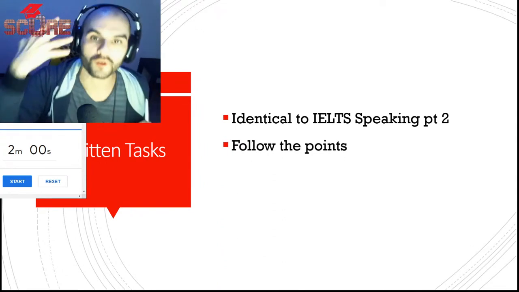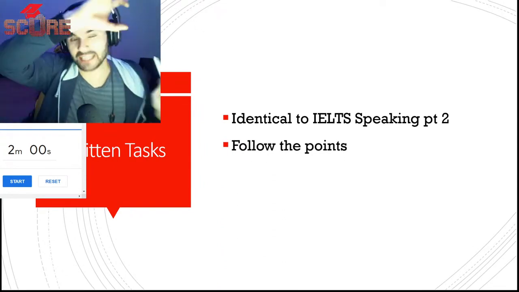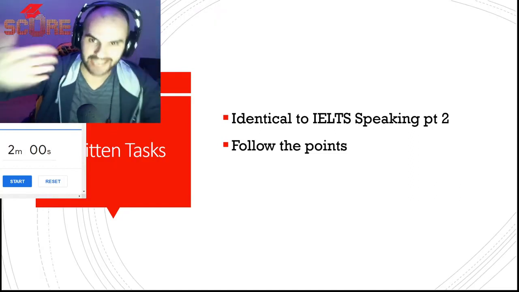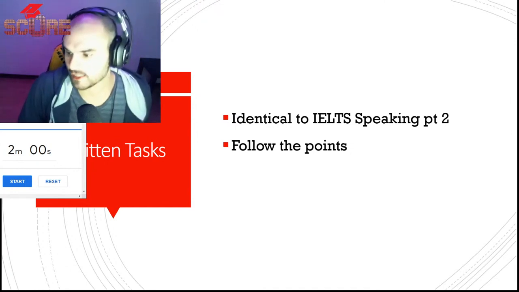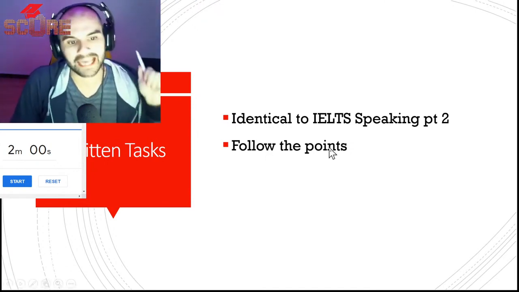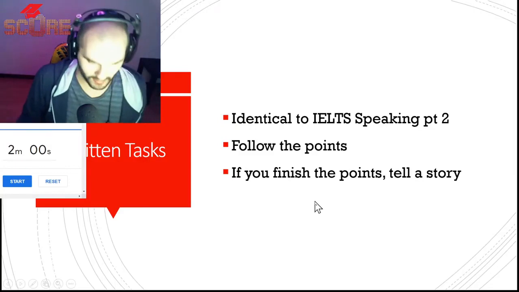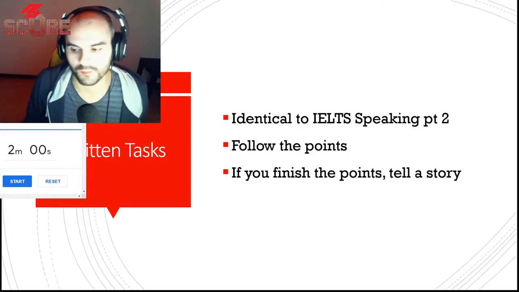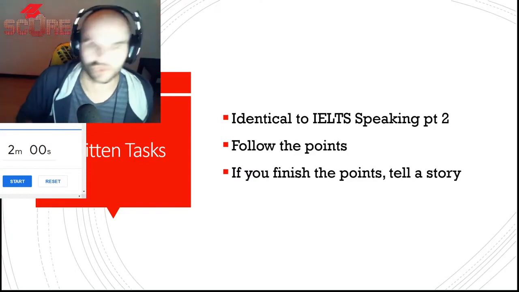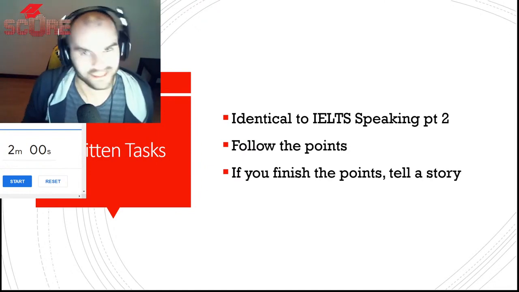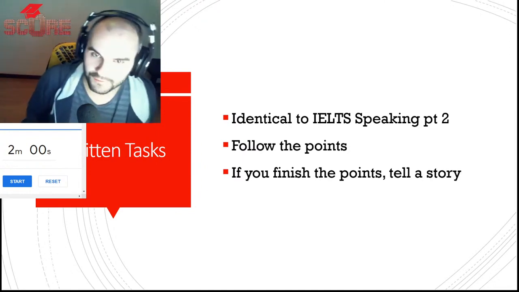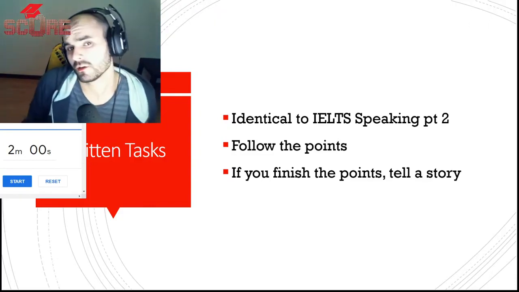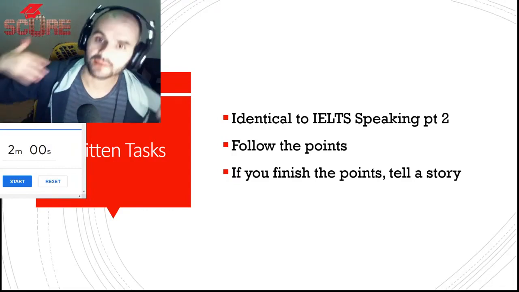They're gonna give you three or four things that you have to do. There's a central command or prompt, and then there's three or four little sub things that you gotta do. Very, very easy to do. All you gotta do is follow the points, and if you still have time, tell a story. That's it, tell a story. Because you can go on and on with your story until the end of time, until it cuts you off. If you get cut off, it's okay. You don't have to have a perfectly neatly wrapped conclusion to finish this part of the test. Just talk, okay? Follow the points, and then tell your story.